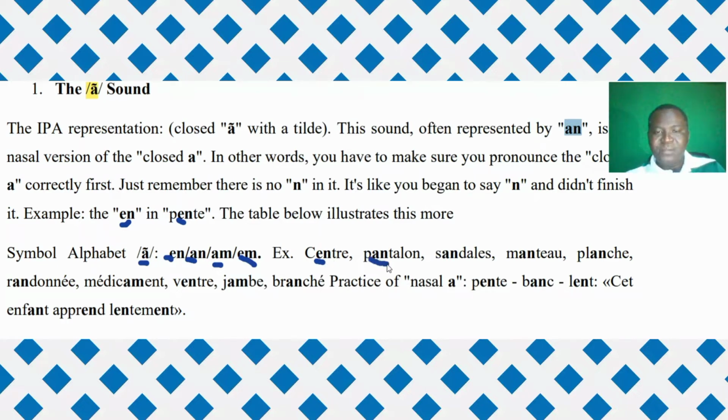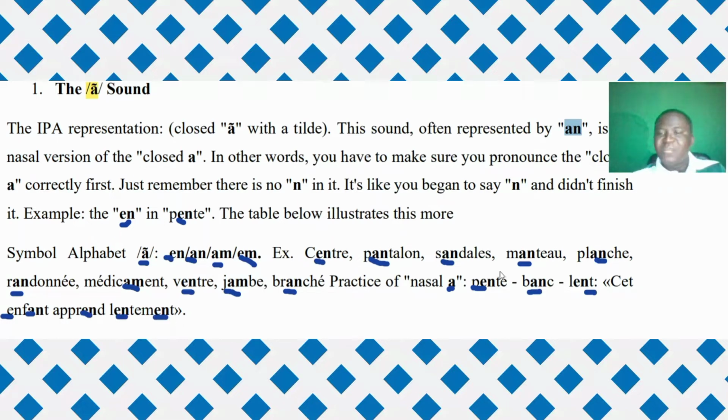We have pantalon, we have sandal, we have manteau, we have planche. Can we see that? We have randonnée, we have médicament. Are we there? We have vendre, we have jambe, we have branché, and so on. So the nasal sound, the particle of nasal sound is what? A, and the sound is what? Pa, ba, la. Cet enfant, can you see that? Cet enfant, look at it. Cet enfant apprend lentement. Can you see that?